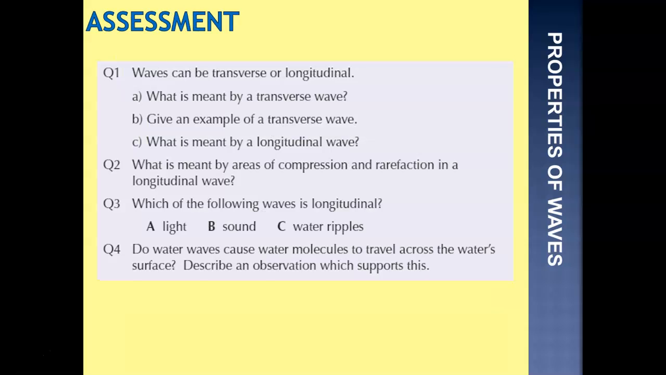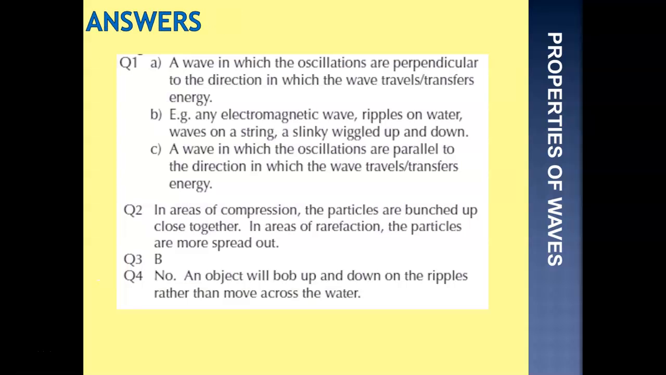And finally, do water waves cause water molecules to travel across the water's surface? The answer to that would be no. Describe an observation that supports this. Any object placed on water, like at the sea, will bob up and down on the ripples and will not move across the water.